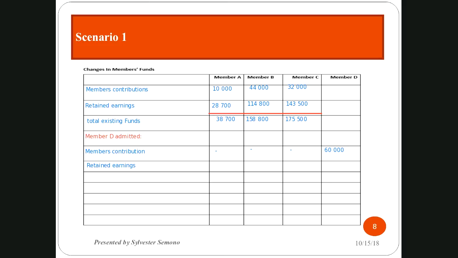The same applies to member B. 20% of 114,800. The same applies to member C, 20% of 143,500. Thank you very much. So when you add them together, you give them to D. So remember D, how much will be the total for those bracketed amounts?